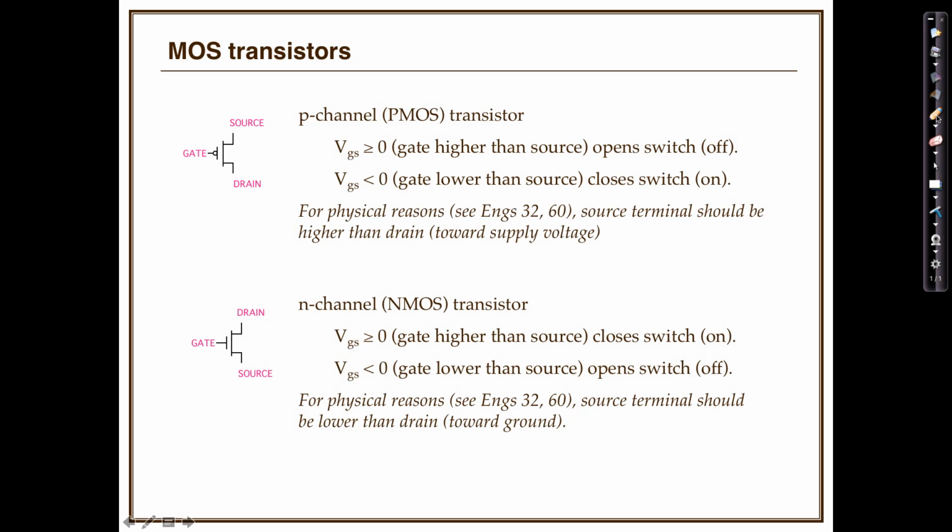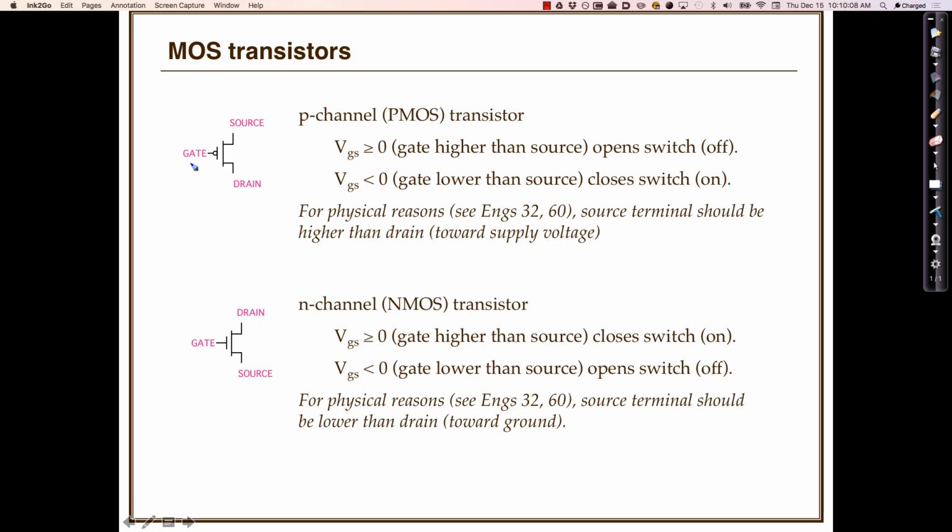We can make the multiplexer faster by exploiting an important property of MOS transistors. So let's review how the MOS transistors work. MOS transistors come in 2 flavors, the P channel and the N channel. They each have 3 terminals: source, drain, and gate.